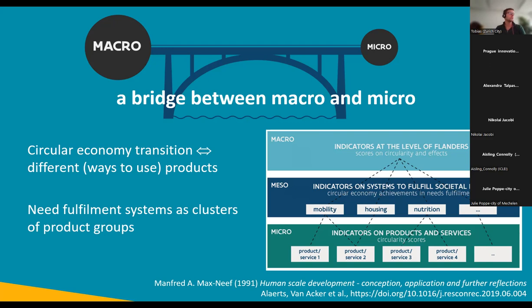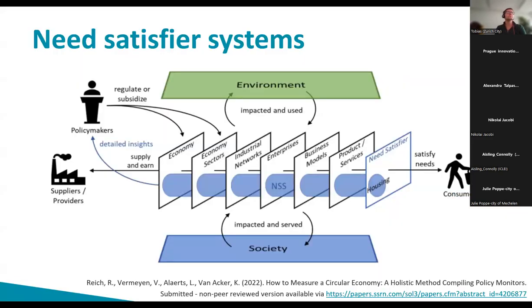We have even been elaborating this a bit for those who are interested in the academic details. Here you can find a reference. So we talk about need satisfaction systems like mobility, nutrition, construction, and housing. And the main idea is that it brings a bit together information from both the consumption and the production side.